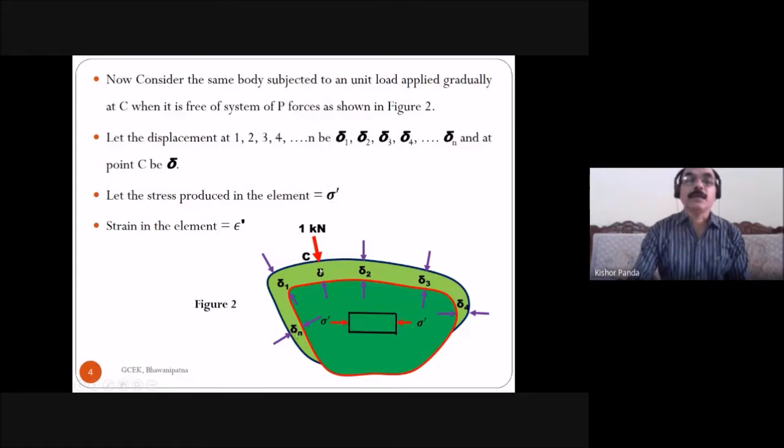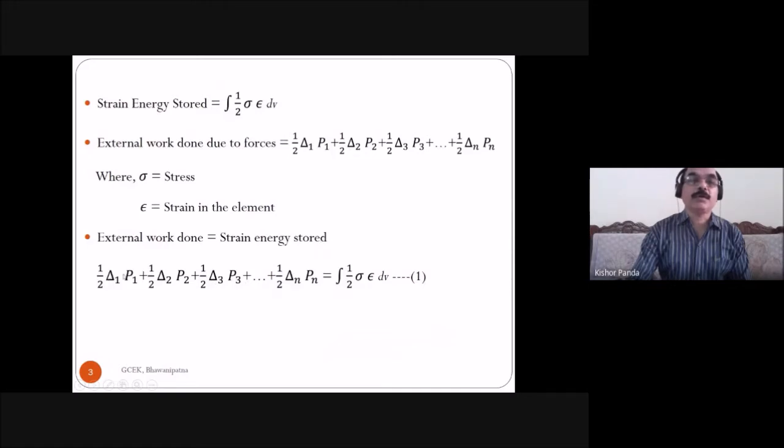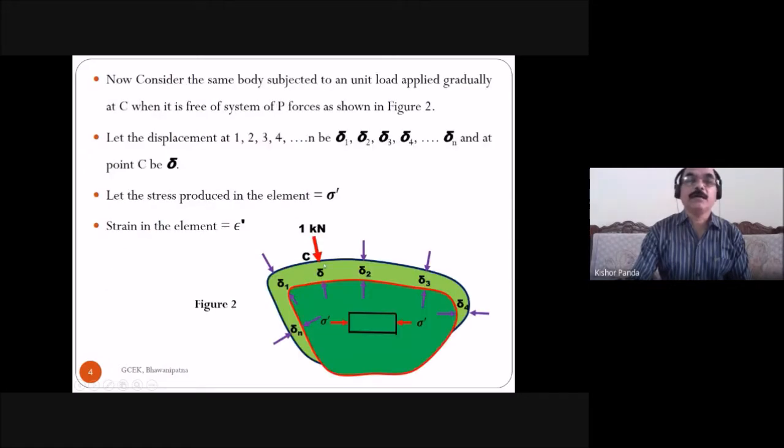C? So the displacement at C is equal to lowercase delta. This one is uppercase delta, and this is lowercase delta. The displacement at C is lowercase delta, and at 1 the displacement is delta 1, and at 2 the displacement is delta 2, and at 3 the displacement is delta 3, and at 4 the displacement is delta 4, and at n the displacement is delta n. This is the displacement that takes place due to the unit force.